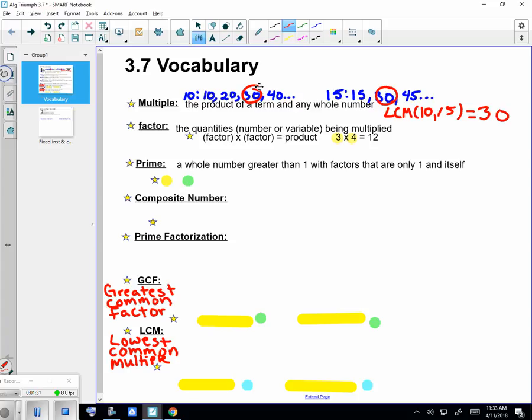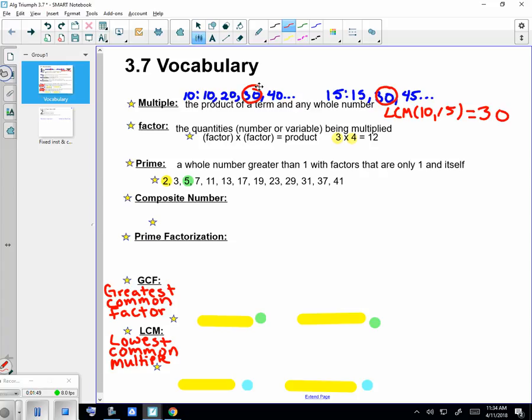Prime: a whole number greater than 1 with factors that are only 1 and itself. We get a factor list: 2, 3, 5, 7, 11, 13, 17, 19, 23, 29, 31, 37, 41.